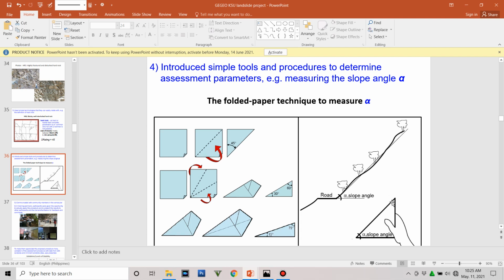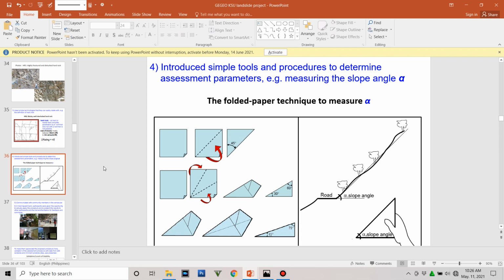So ngayon, paano mo i-measure yung angle? Of course, from this folding technique, dapat meron kang horizontal and vertical folds. Okay, and from that, you will make the horizontal line parallel to the horizontal level of the site also. Practically, you may use the road section kasi horizontal naman yan. And then yun, measure mo na yung angle. Okay? The range of angles.